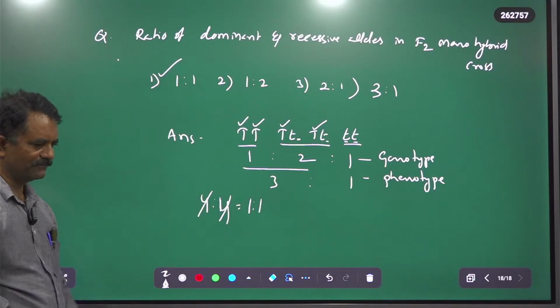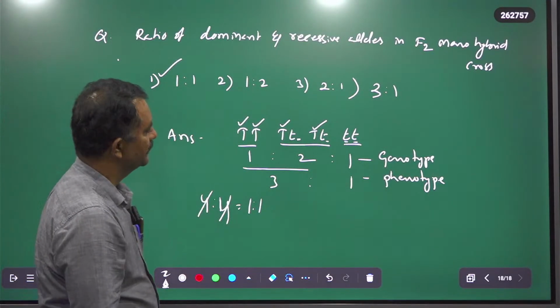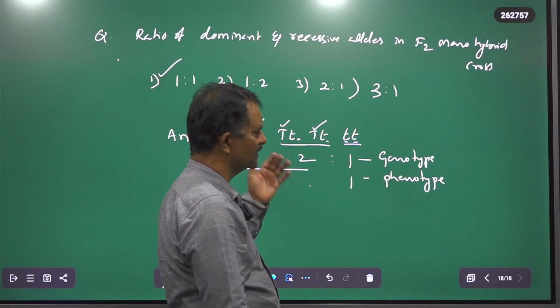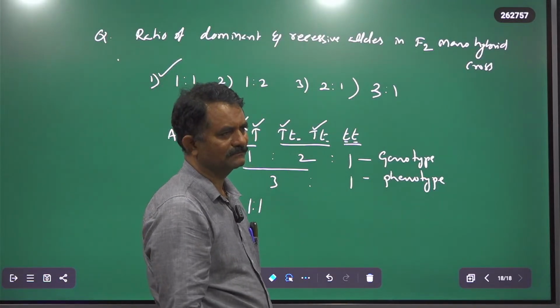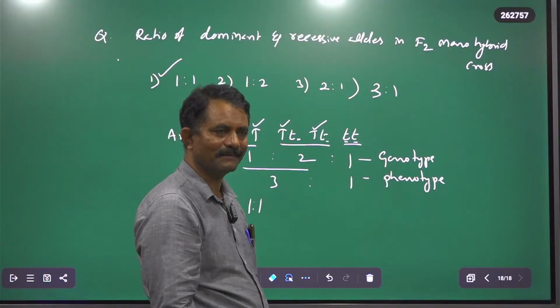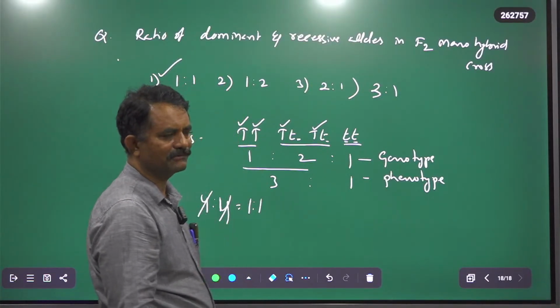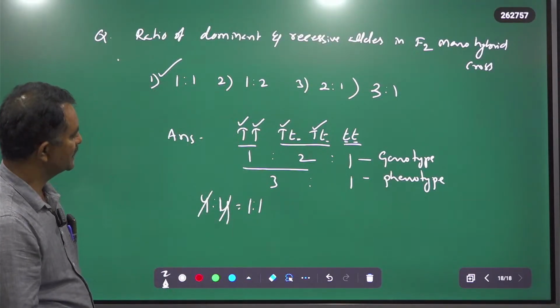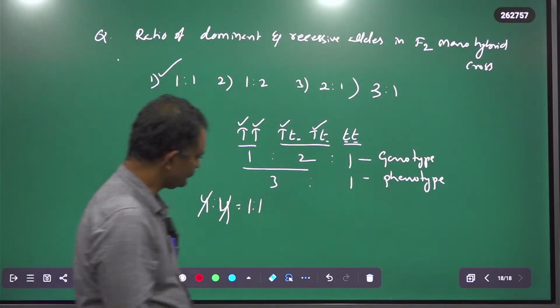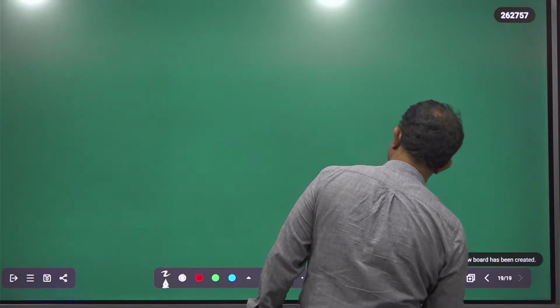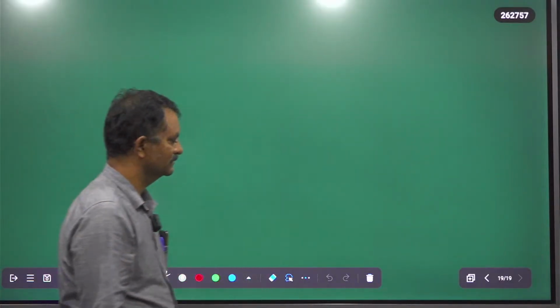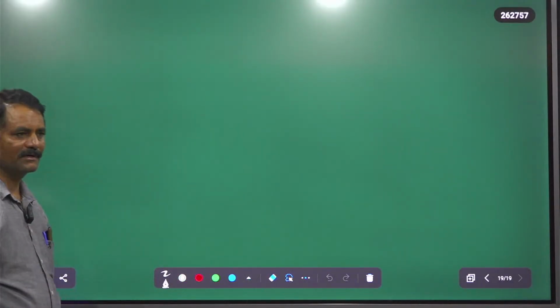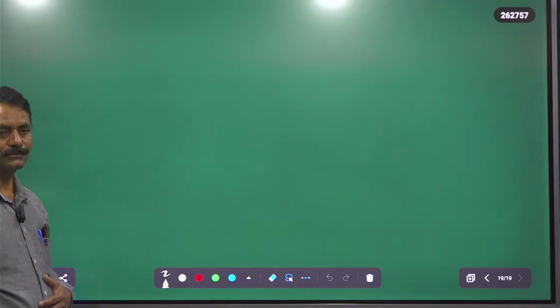What is the ratio of dominant and recessive alleles in F1? Also the same answer. Capital T, small t, that is hybrid. Automatically 1:1 is there. Right, so that is the monohybrid cross. Based on the monohybrid cross, Mendel proposed 2 laws.